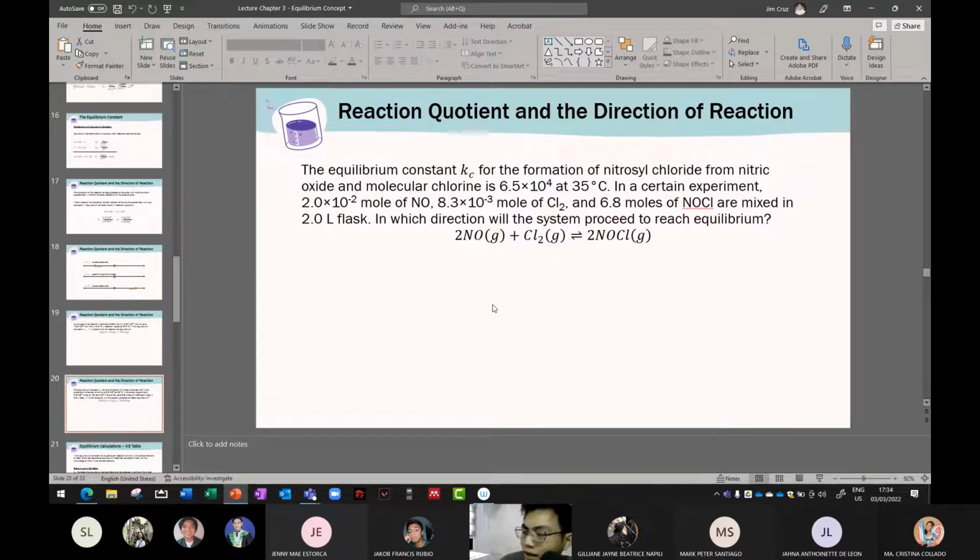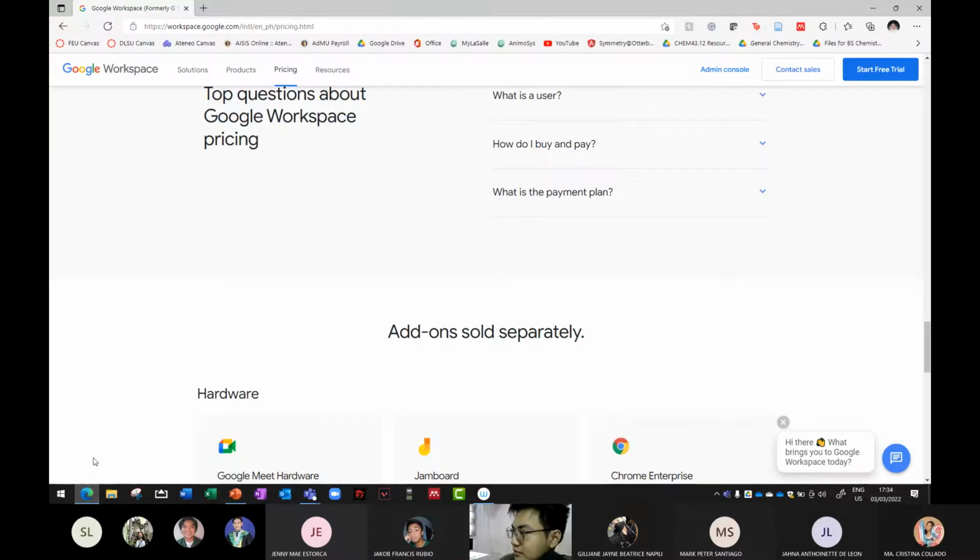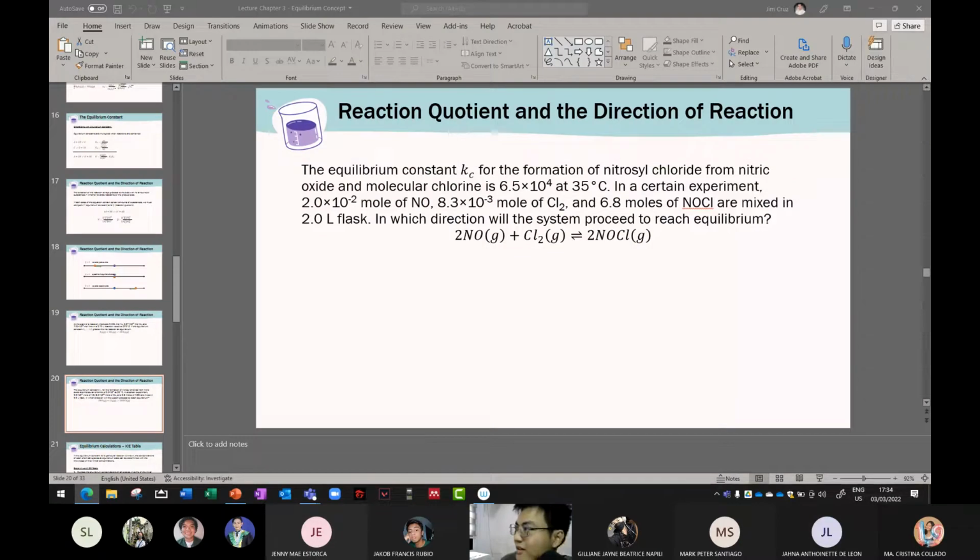Ito ba, nasagutan ba natin to? Yung equilibrium constant na nitrosyl chloride. Nasagutan ba siya? Nasagutan ba natin yun, guys? O, hindi na naalala. Let me just double check yung recording natin, ha?